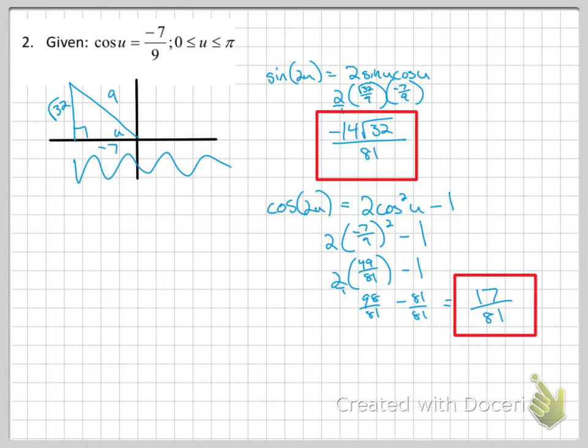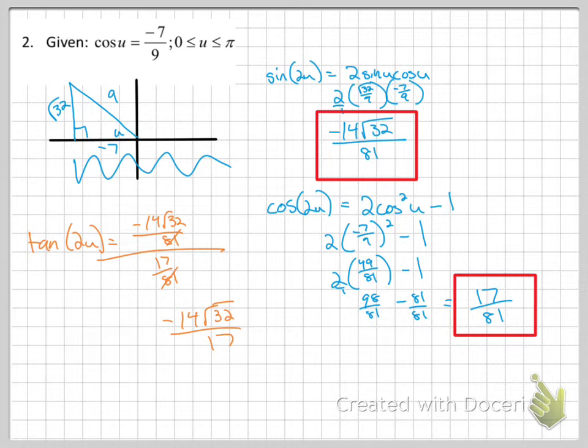Since I had to find all of those, when I go to do tangent, it's easier if I just take my sine answer and divide by my cosine answer. Sine answer over cosine answer. The 81s cross out, and you get negative 14 root 32 over 17. This is the answer to tangent 2u.